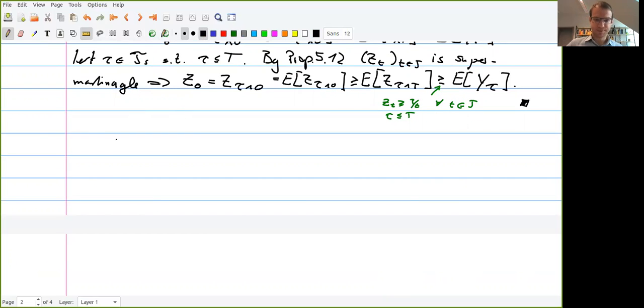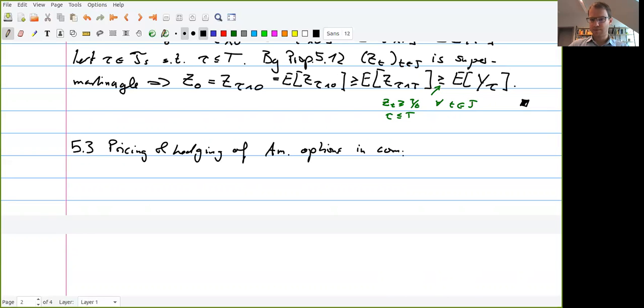So this brings us to section 5.3, pricing and hedging of American options in complete markets.